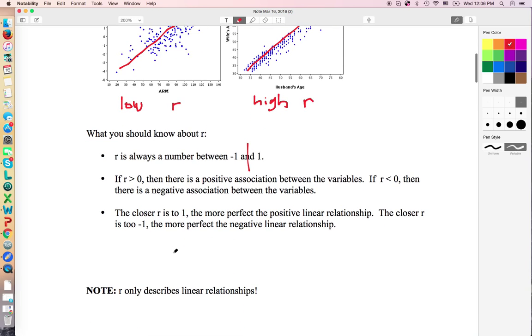And this is important here. The closer r is to 1, the more perfect the linear relationship. So a perfect r value of 1 would look something like this.